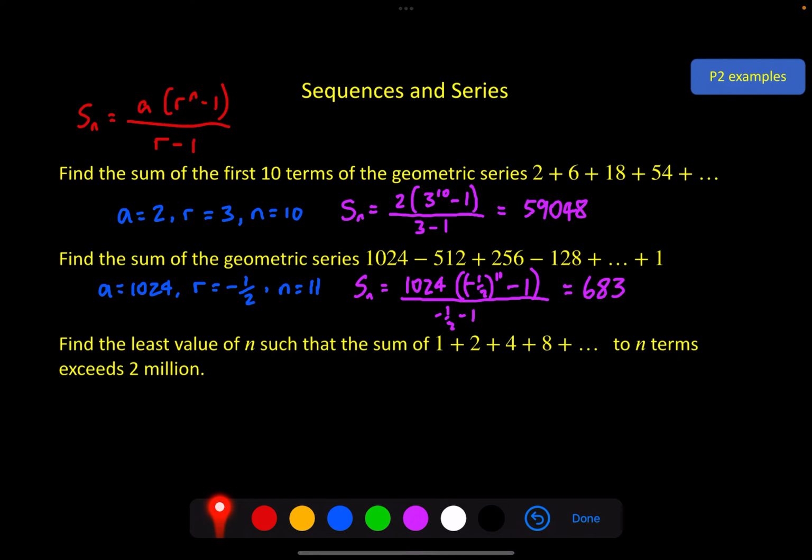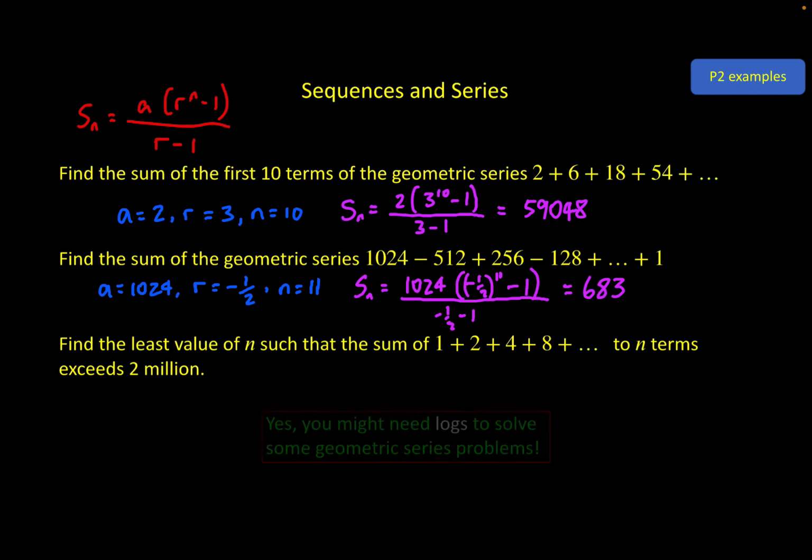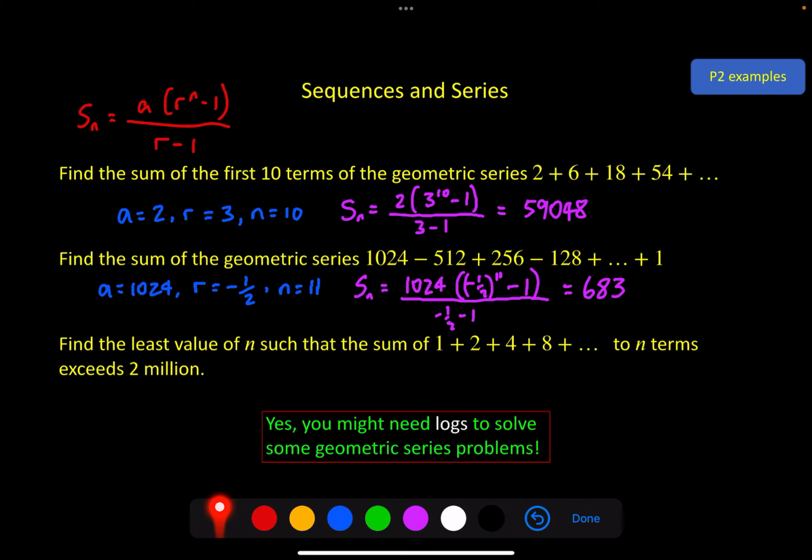Final one, find the least value of n such that the sum of 1 plus 2 plus 4 plus 8 and so on to n terms exceeds 2 million. Okay, it's already become pretty obvious on this, but yes, just keep in mind you might need logs to solve some geometric series problems, and we have already used logs on a previous question. So I'm going to need logs again here.